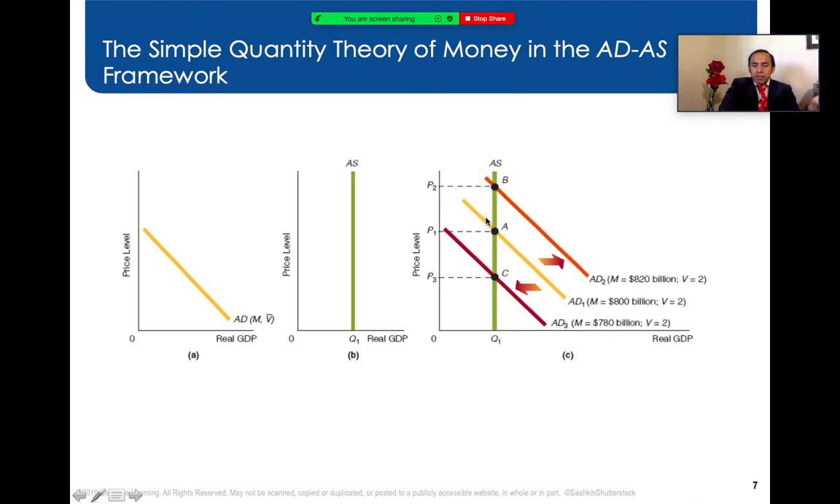The second option is that if the money supply declines from 800 billion to 780 billion, there's a decrease in the money supply, and the aggregate demand curve shifts down. It decreases to point C, and we have a new equilibrium at point C. This indicates that the price level is going to decrease, and the level of GDP stays the same. The only thing affected is the price level. The velocity is constant, if you notice, 2, 2, 2, but the main change is the money supply.